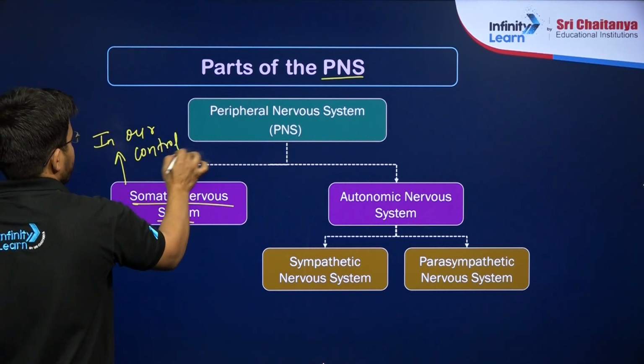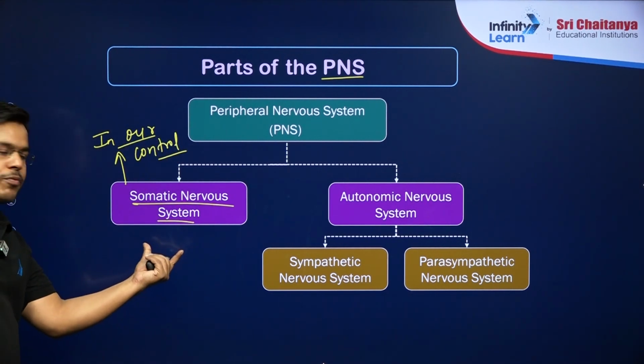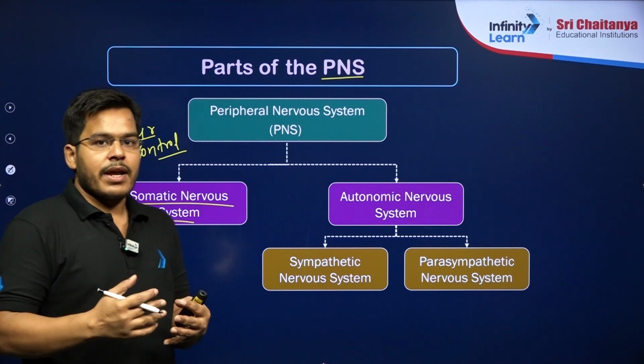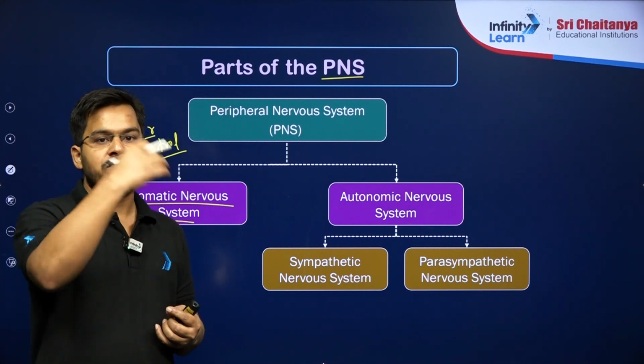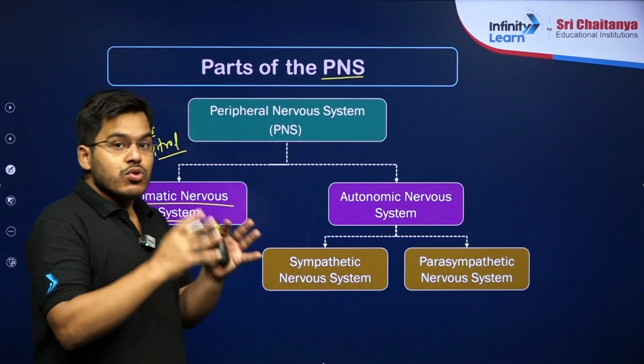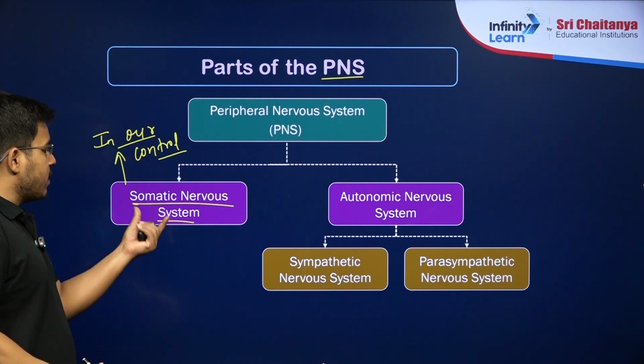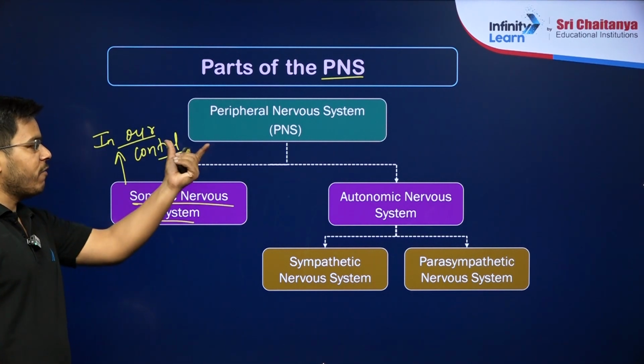So if we talk about this particular somatic nervous system, whatever things we can do by our will, just like I can move my hand, I can move my leg, these types of functions will be controlled by this part of PNS.